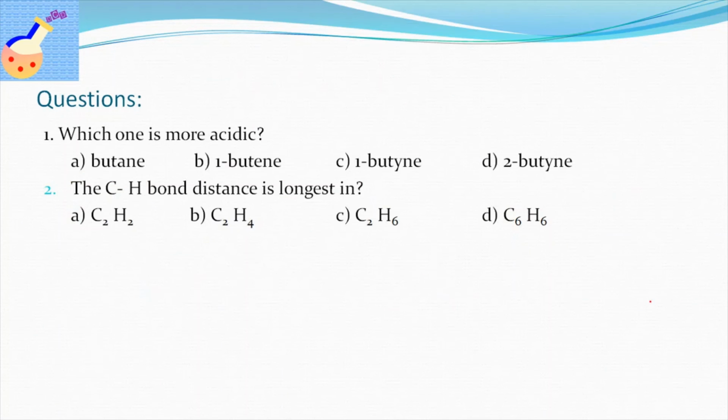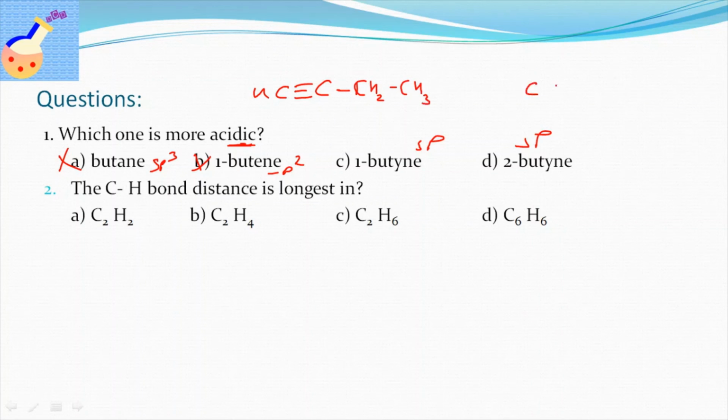Let us solve a few examples here. Which one is more acidic? Indirectly the question is based on hybridization only. See here, butane is sp3, this is sp2, and this is sp. So we can eliminate both A and B. Between C and D, if you write the structure, this is the structure of 1-butyne and this is the structure of 2-butyne. In case of 1-butyne, one acidic proton is there which is attached to an sp hybridized carbon. In case of 2-butyne, there is no such proton, so your option will be C. So it is more acidic.